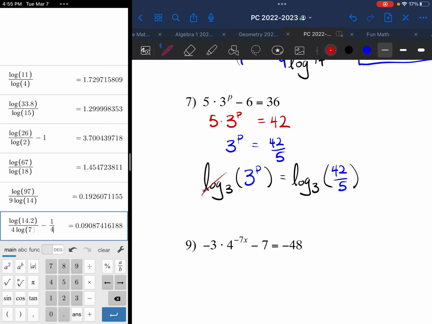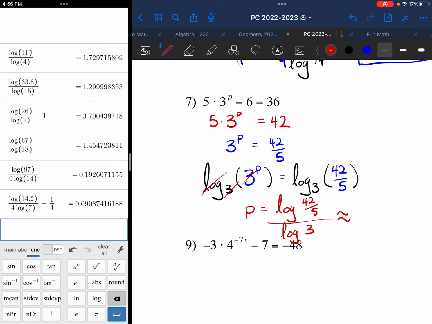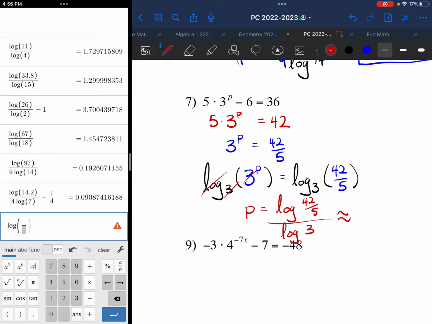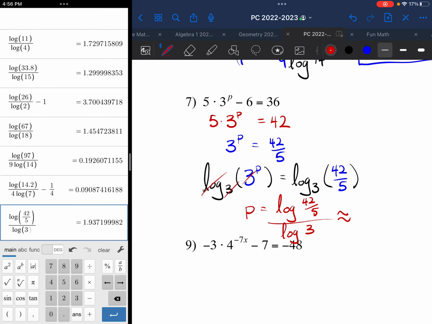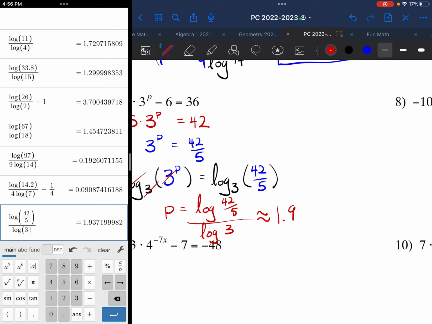So what cancels? The log and the 3 cancel, meaning that p is by itself, and we do need to do a change of base formula. So we're going to have a fraction where the numerator is log of 42 over 5 and the denominator is log of 3. So type all that in, approximately equal to, calculator, go. We have a log of a fraction, 42 divided by 5, and that's all going to be divided by another logarithm, and that logarithm is just 3. And we get 1.937. That 1 gets rounded up because it's followed by a 9, so it turns into a 2. So 1.9372. Let's check.